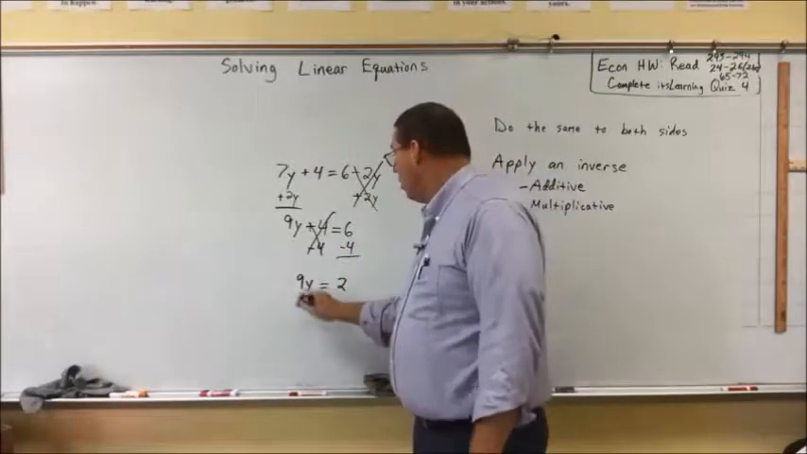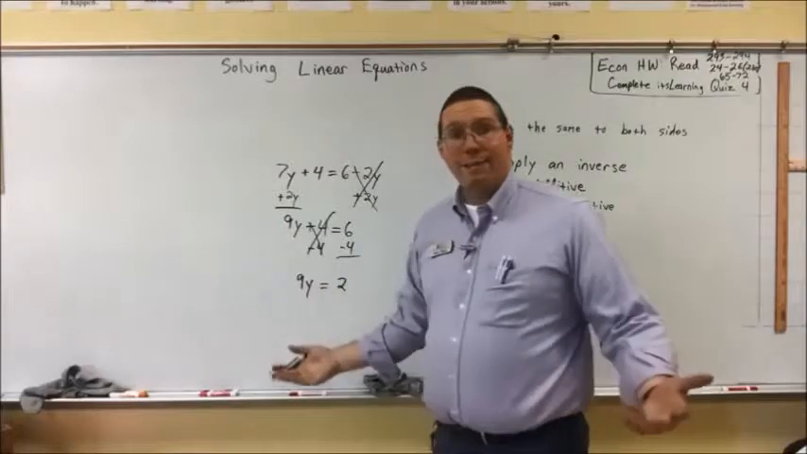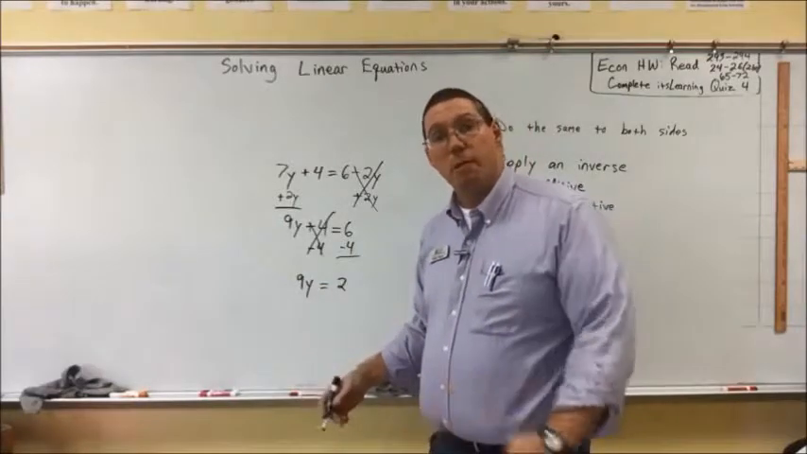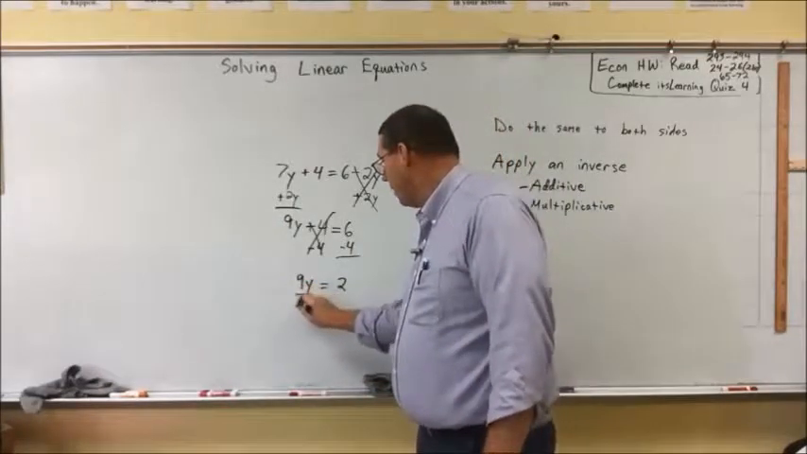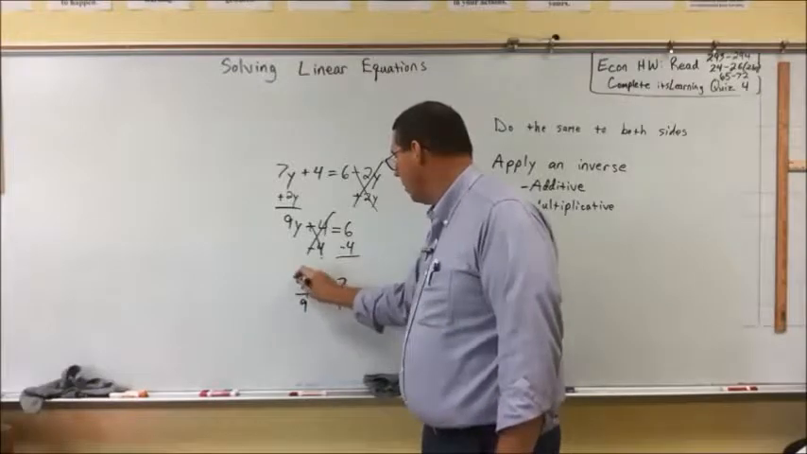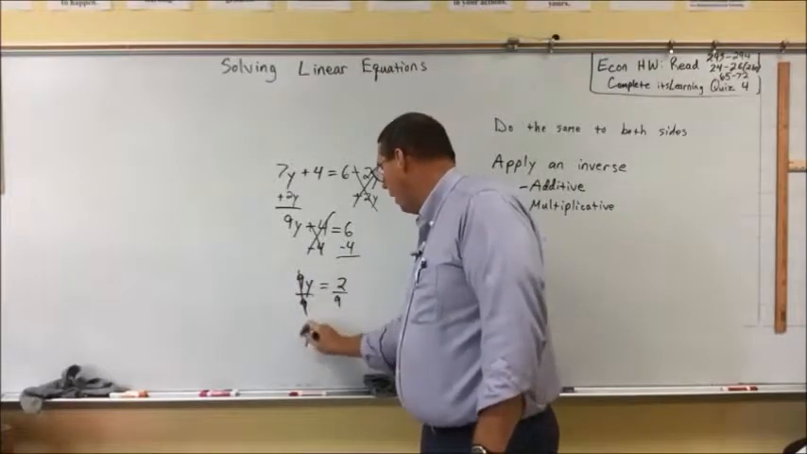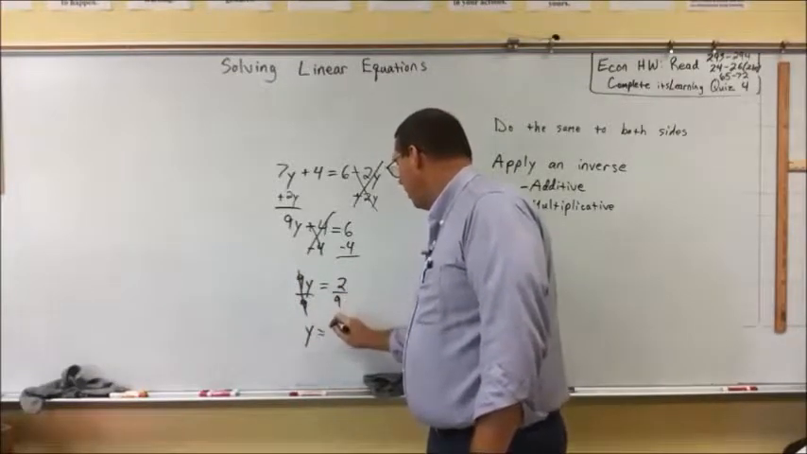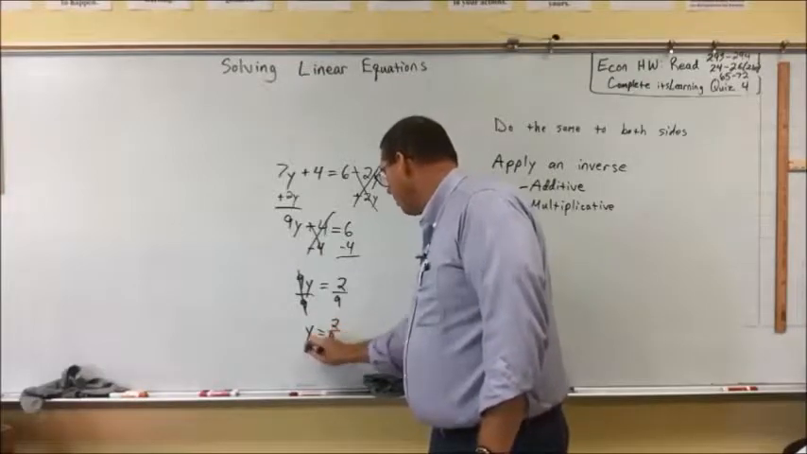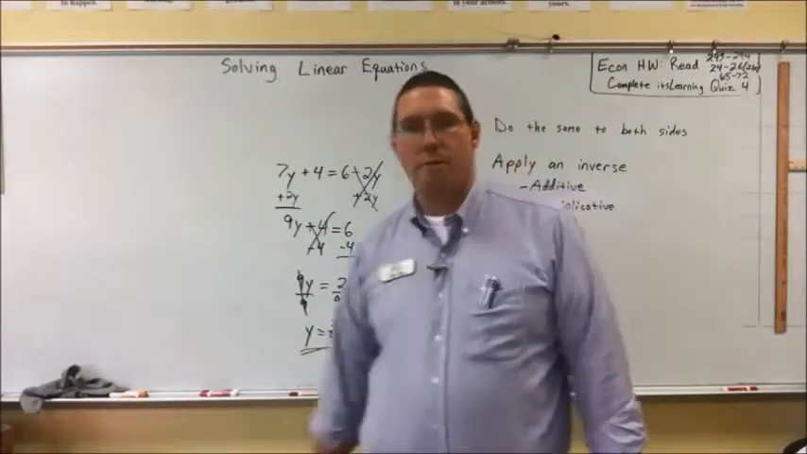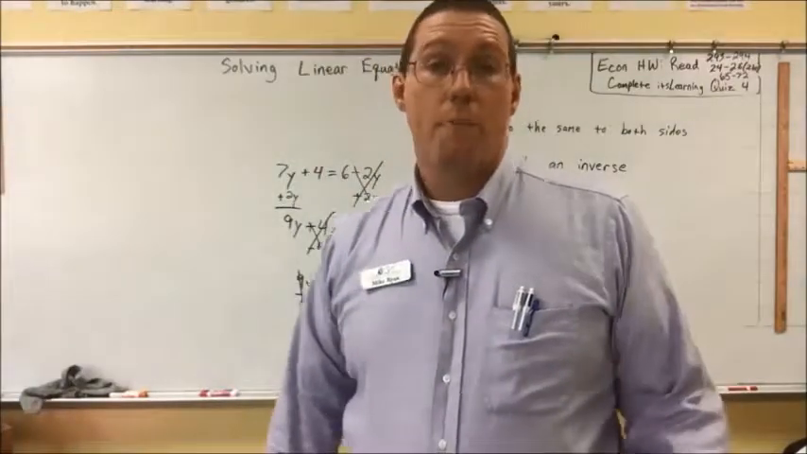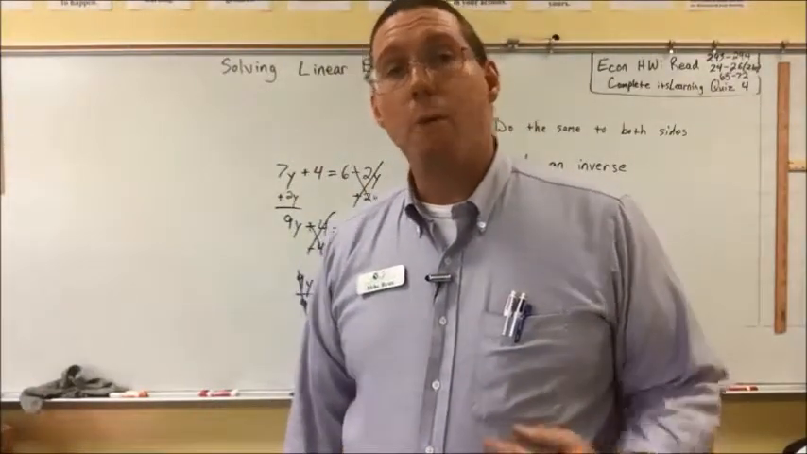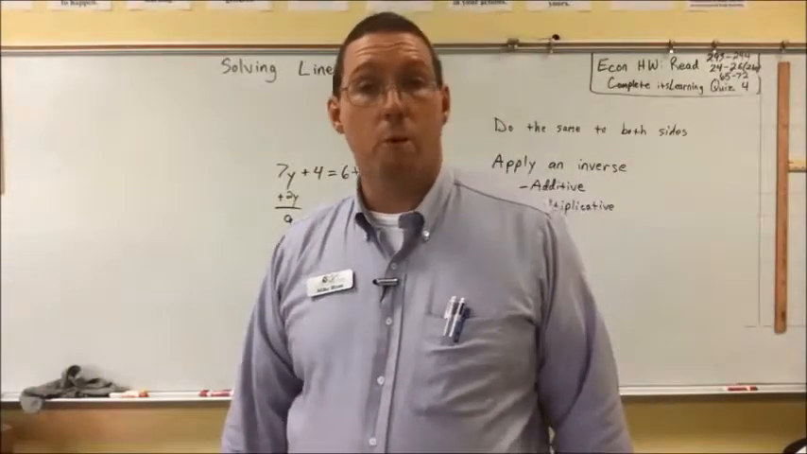And now, last step, no more additive inverses. Now we'll go to the multiplicative inverse. We'll divide by 9 here, divide by 9 here, cancel, bring down the y, bring down the equal sign, and this does not reduce. Our answer is 2/9, and we have a solution. Okay? So I hope that helped you a good bit. Now we're going to move on to something that might be a little more complicated.